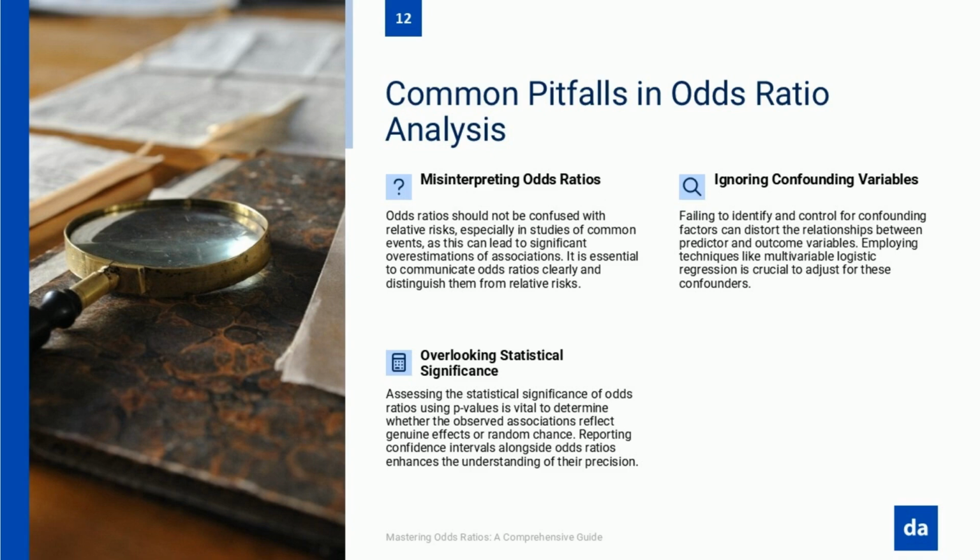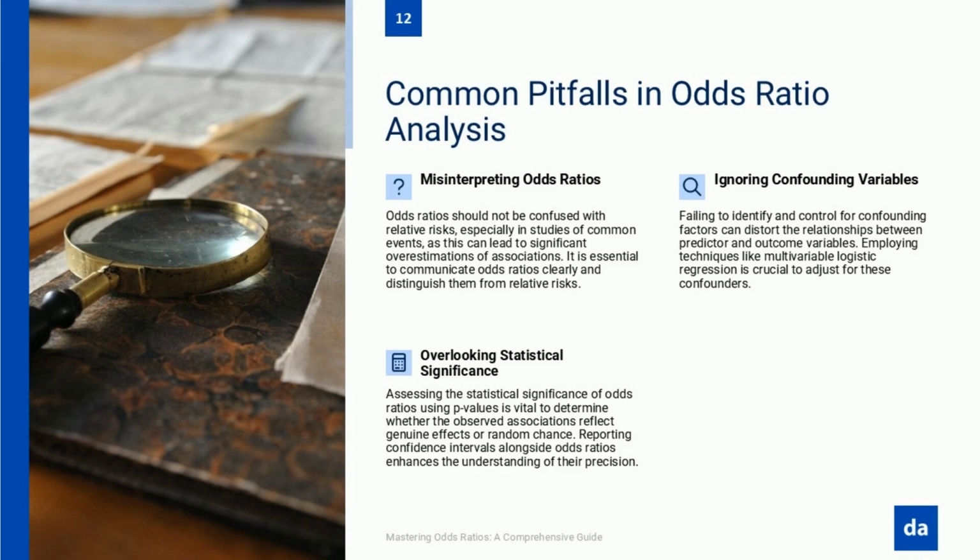This error can lead to a significant overestimation of the strength of an association between variables. For instance, if a study finds an odds ratio of 2.5 for a particular risk factor, it would be incorrect to conclude that individuals with this factor are 2.5 times more likely to develop the condition. This misinterpretation can have serious consequences, particularly in medical research, where accurate risk assessment is crucial for patient care and public health decisions. To avoid this pitfall, it's essential to communicate odds ratios clearly and distinguish them from relative risks, especially when dealing with common outcomes.